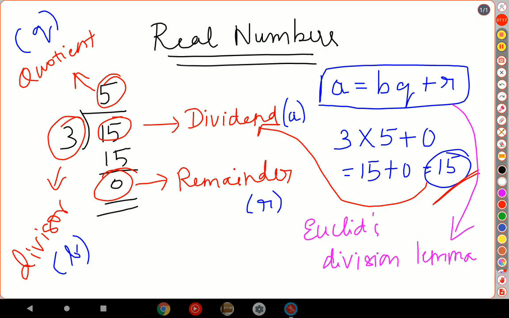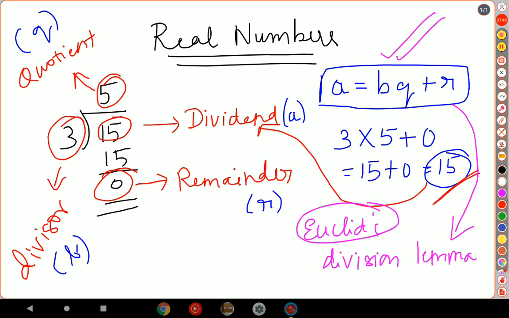It's a division lemma. Lemma means a theorem. What is a theorem? A theorem is a proved statement. Someone has proved this statement. Who has proved it? Euclid has proved it. So this is called Euclid's division lemma.